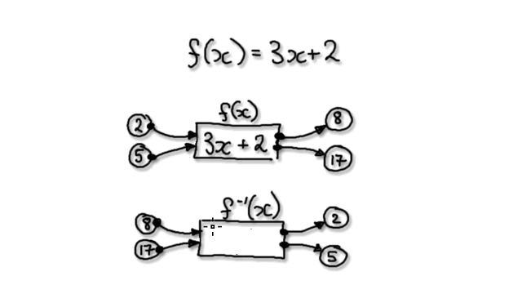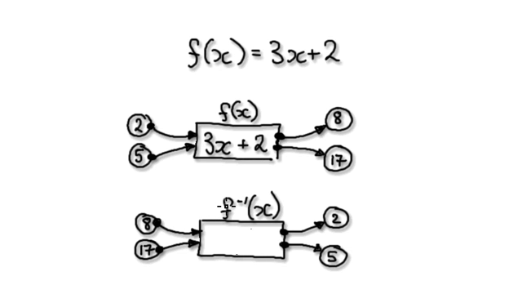An inverse of a function means you somehow have to find some sort of machine where if you put the number 8 into it, it will work backwards and spit out the number 2 for you.